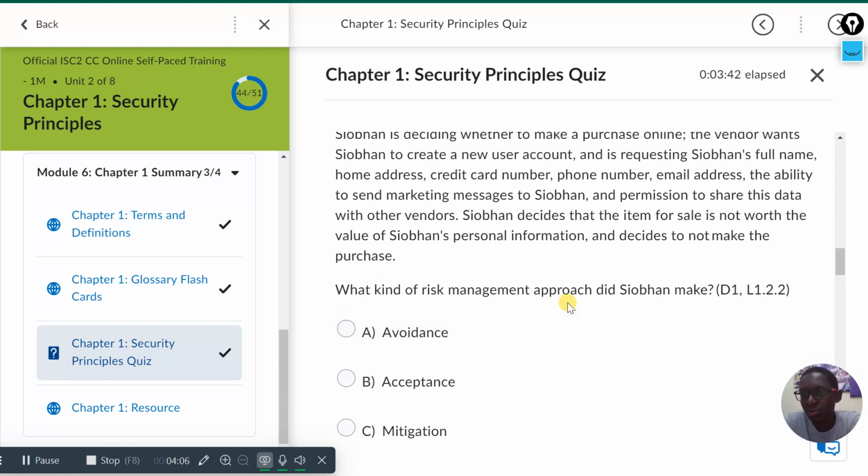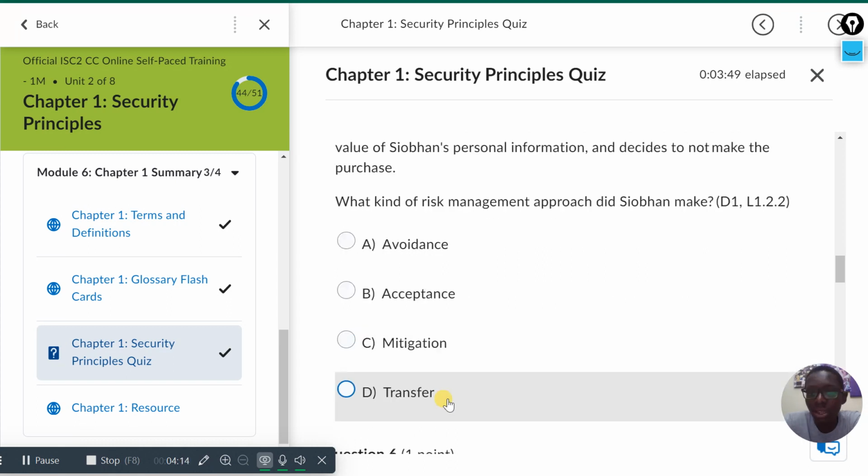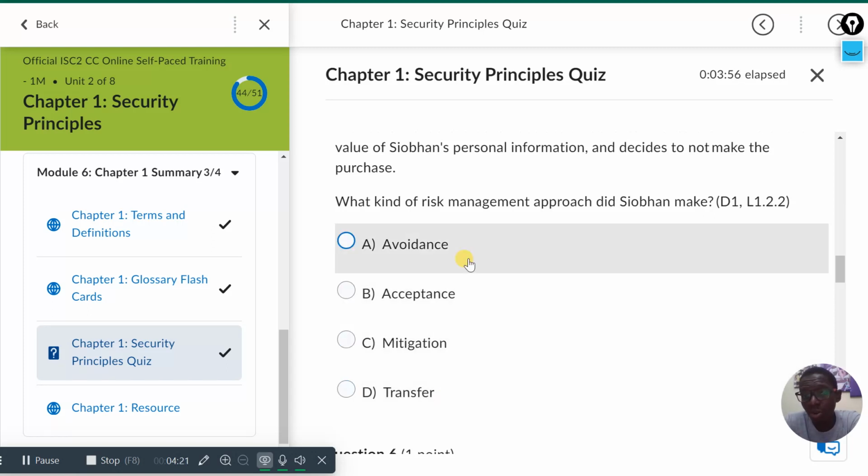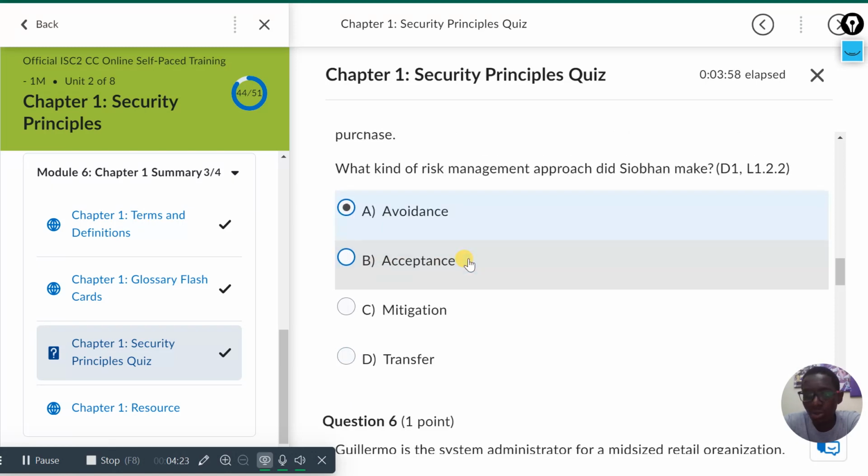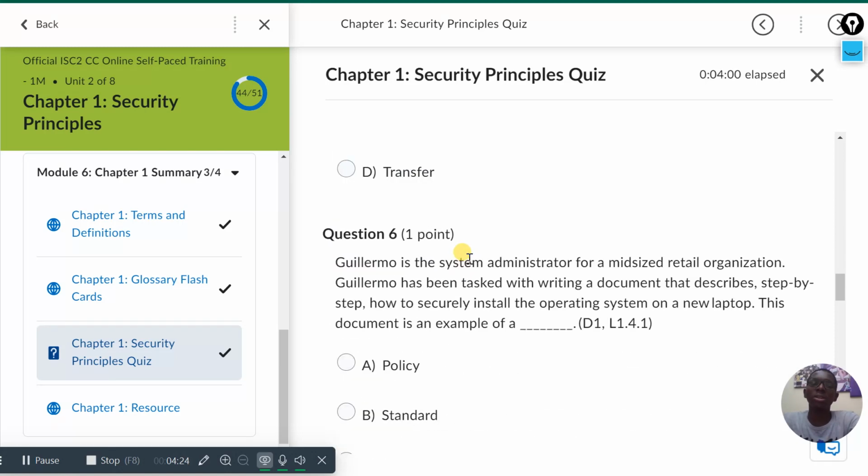So what did he do? It's not mitigation, it's not acceptance. Of course, if you accepted, it means he's going to just go ahead with the purchase. It's not transfer because it's not giving it to any other person. And it's basically him avoiding the whole thing. He's avoiding the risk. So it's risk avoidance.